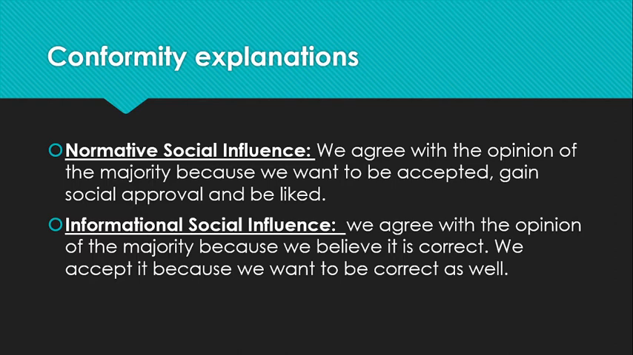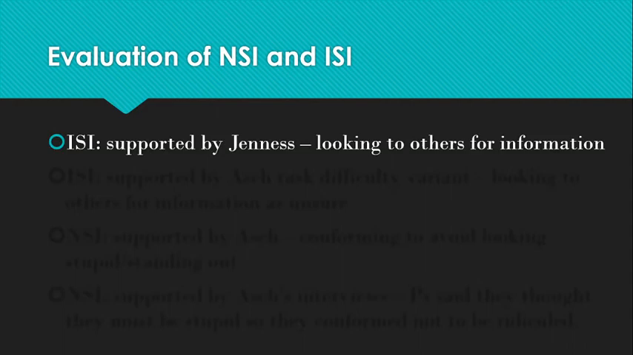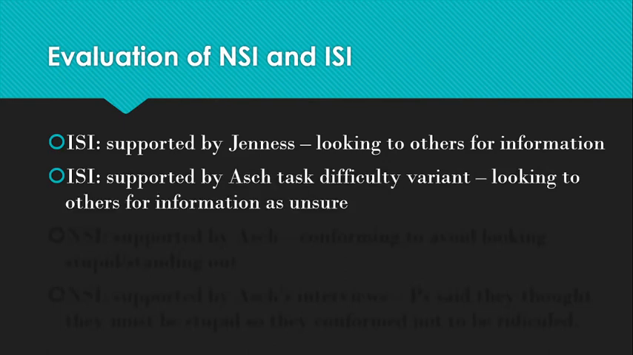So there you go, that's the link between types and explanations. But make sure you're clear that these are the explanations. Okay, let's look at some evaluation then. So first of all, informational social influence. It's supported by Jenness' bean in a jar study, which we looked at in the last PowerPoint, because people are looking to others in the group for information, and then they make that change, don't they? They conform, they change their answer. It's because they were unsure, it's an unclear task, they're looking to others for information. So that's one piece of research evidence that supports informational social influence.